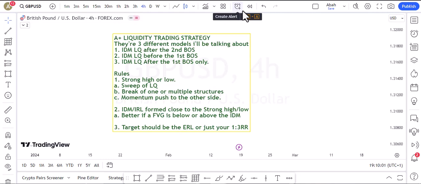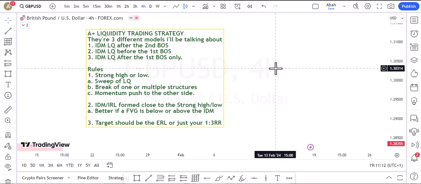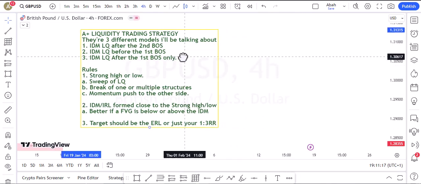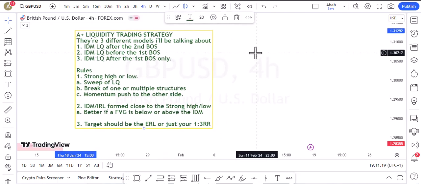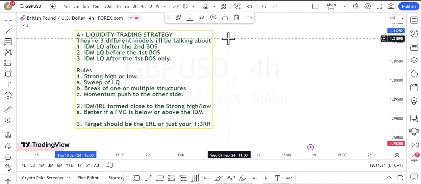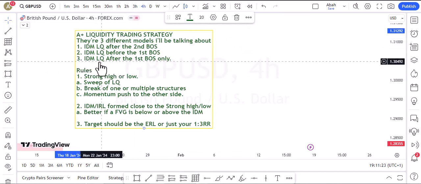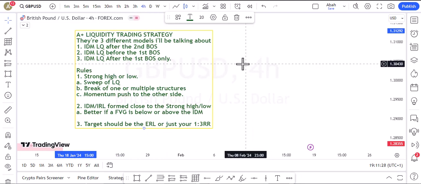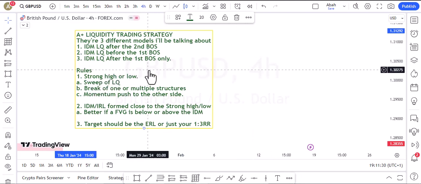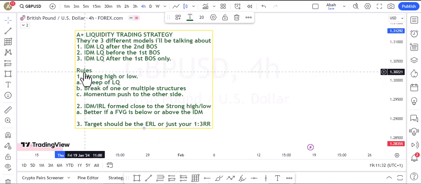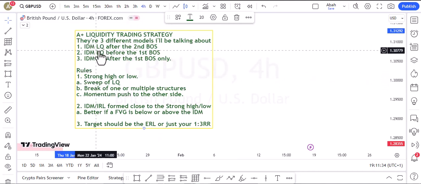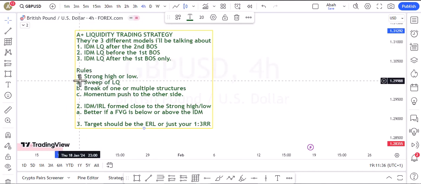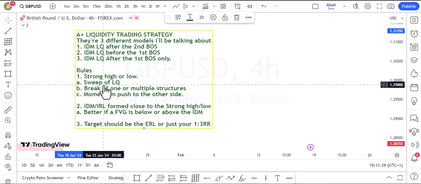So this is the third model, and I'm going to be showing you guys my third model for my A plus liquidity trading strategy. Now this third model is inducement liquidity after the first break of structure only. Now you see that these three models are all following the rules of rule number one: there must be a strong high or low.